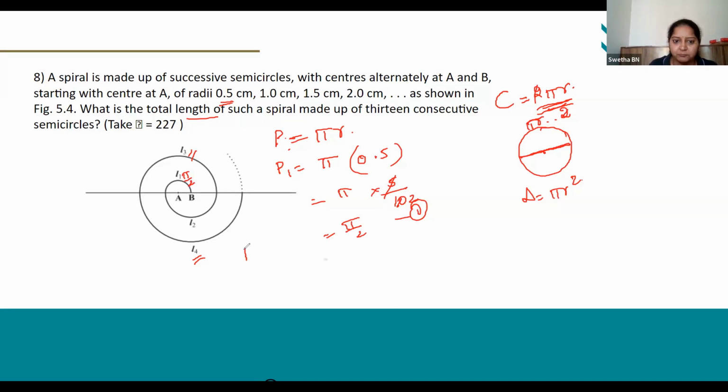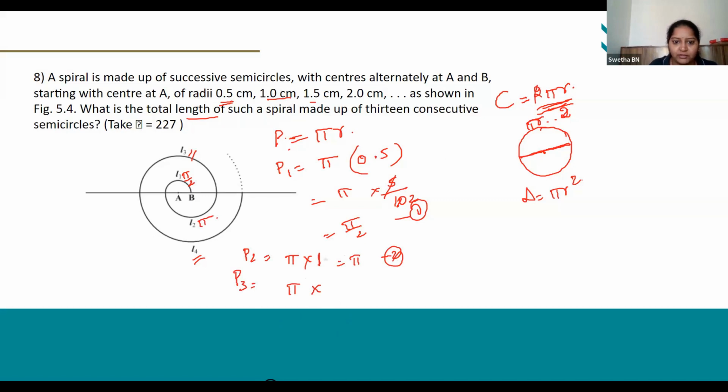For the second semicircle, it is pi into, what is the radius of the second semicircle? It is 1. So it is only pi, right? Sorry, not that one. The second semicircle is, yes, this is pi. And what about P3? You can do the sum in different ways, no problem.